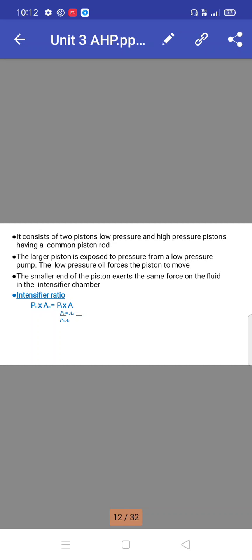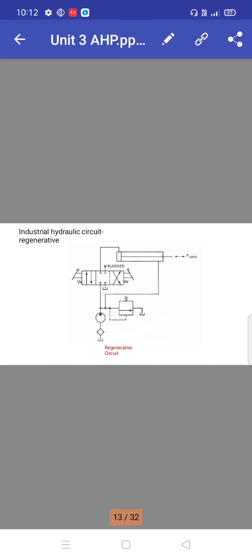Intensifier ratio. So these are the things, pressure into area. We have two sections, so we need to compare such things. We can get the desired solution with respect to the sum.